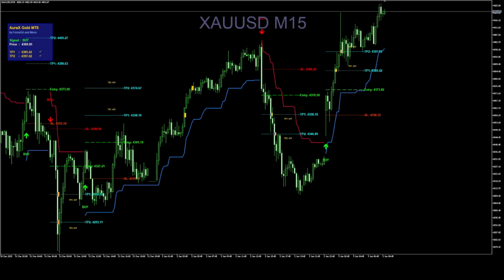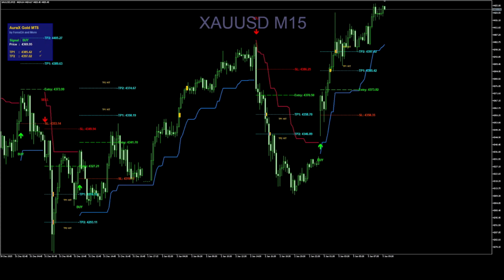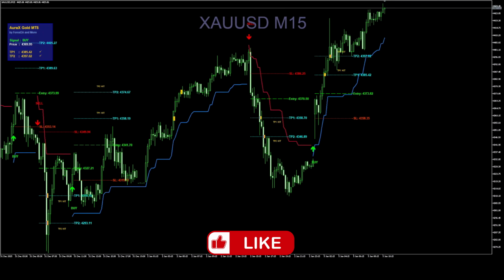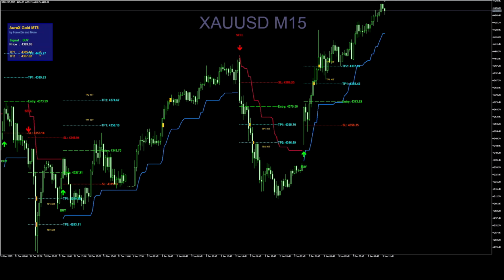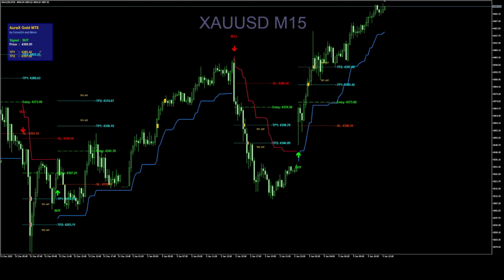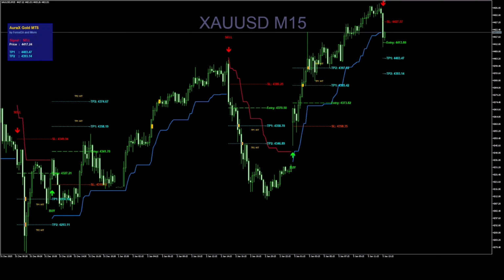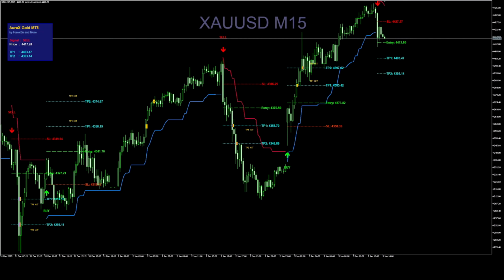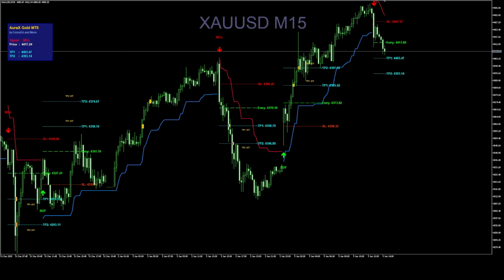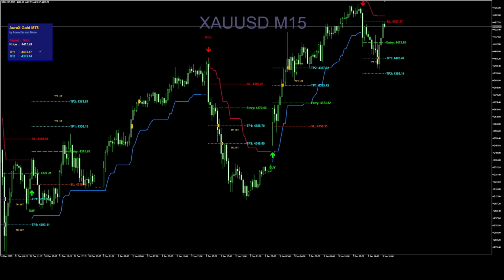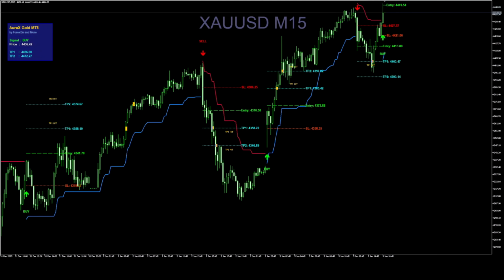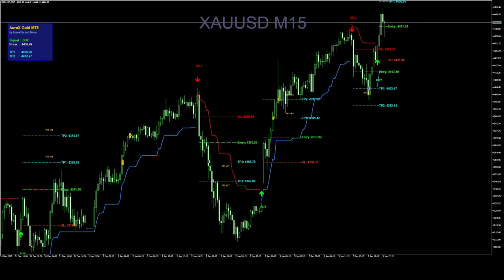Every signal comes with four clearly plotted levels, all calculated using ATR from the signal candle's close. Entry, slightly offset from the close, default 0.3 times ATR. Stop loss, 1.0 times ATR on the opposite side. TP1 at 1.5 times ATR, first profit target. TP2 at 3.0 times ATR, second, extended target. This ATR-based approach automatically adjusts to current volatility, perfect for gold, which can have quiet sessions and explosive moves on the same day.